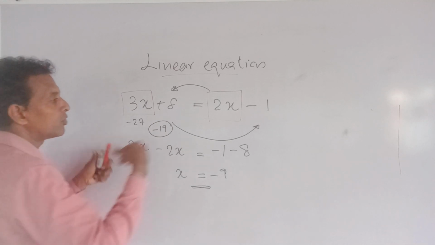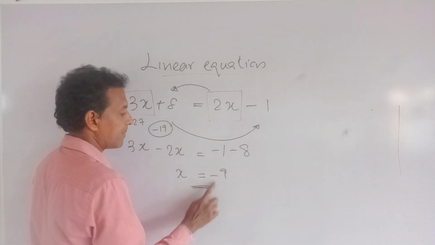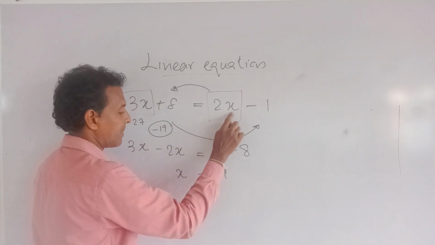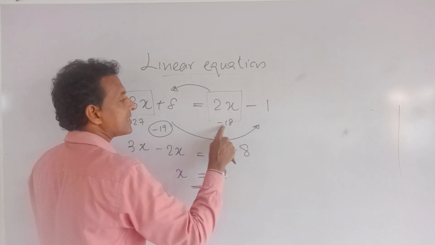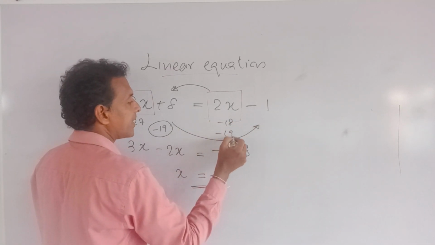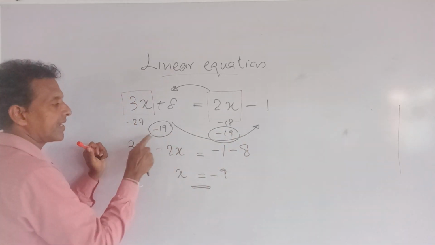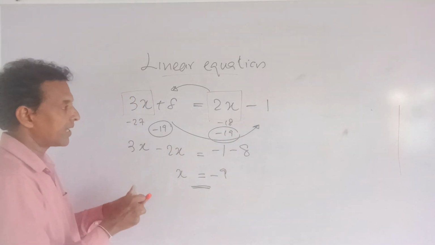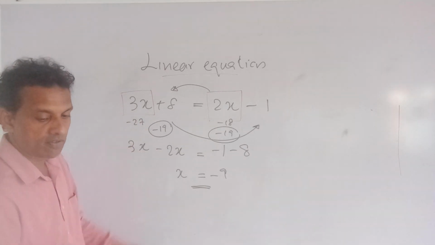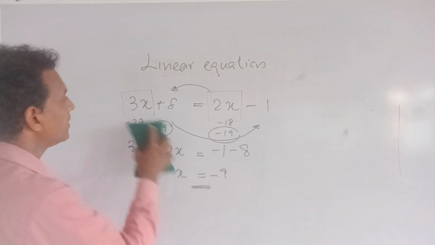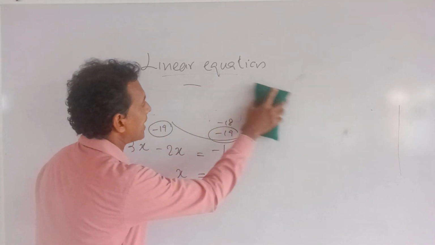Move to the right hand side. When minus 9 is here, 2 times minus 9 is minus 18. Minus 18 and minus 1 becomes minus 19. So left hand and right hand side are equal, right? So you can substitute and make sure that the answers are true. This is how we solve when we have variable on both sides.